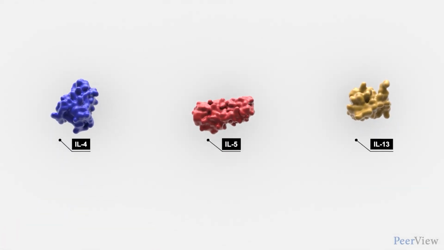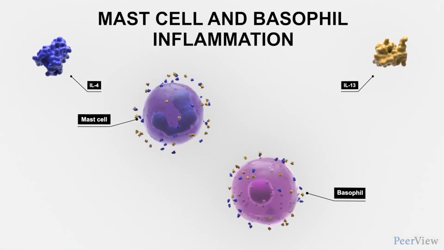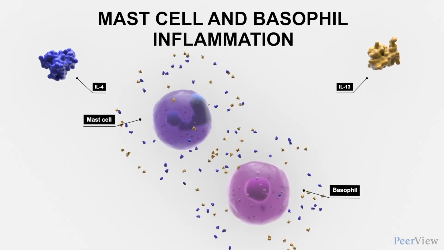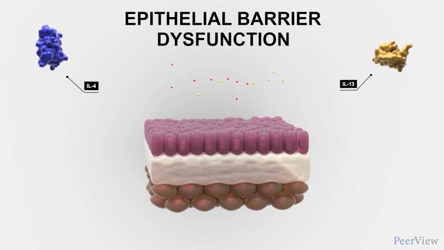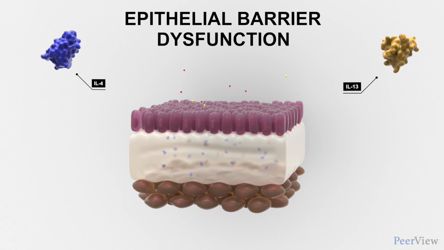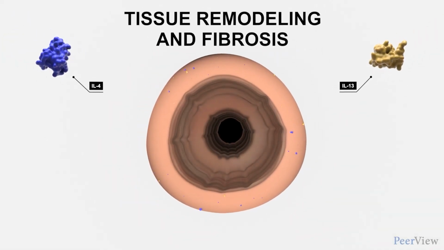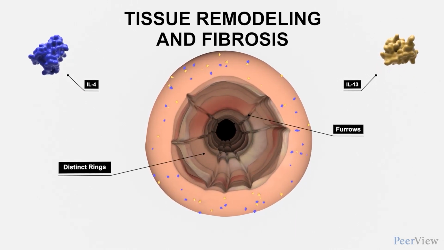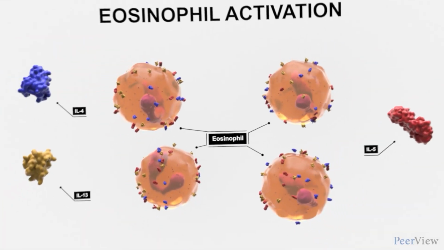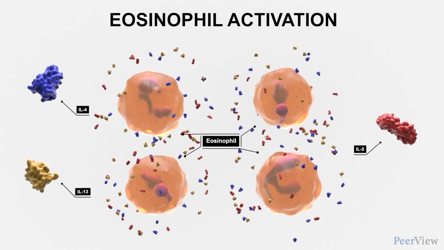IL-4, IL-13, and IL-5 are key drivers of type 2 inflammation in EOE. IL-4 and IL-13 also contribute to the activation of mast cells and basophils, leading to the release of several inflammatory mediators. IL-4 and IL-13 drive epithelial barrier dysfunction, facilitating the entry of antigens that can worsen inflammation and increase access to allergens and pathogens across the epithelial barrier. They then propagate local inflammation, resulting in remodeling and fibrosis, such as furrows, distinct rings, edema, exudates, strictures, and increased smooth muscle contraction. IL-4, IL-13, and IL-5 also contribute to eosinophil activation and trafficking to tissues.